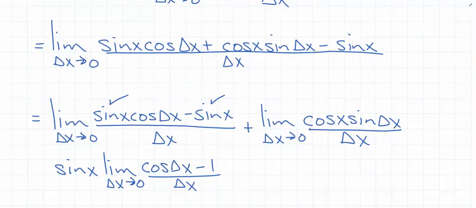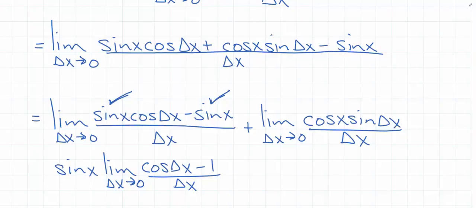Well, I factored out the sine x, right? And I just put it out front. So there was a sine x here and a sine x here, and I just brought them out front. And then what's left there is the cosine delta x minus 1 over delta x.